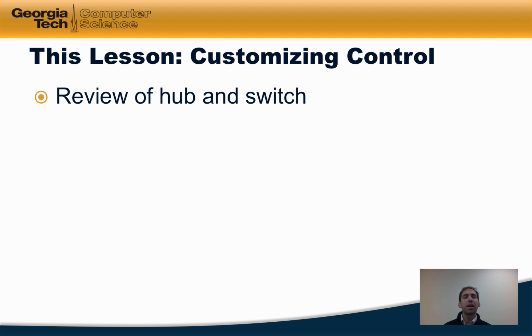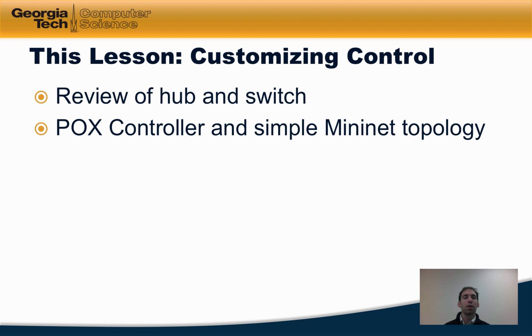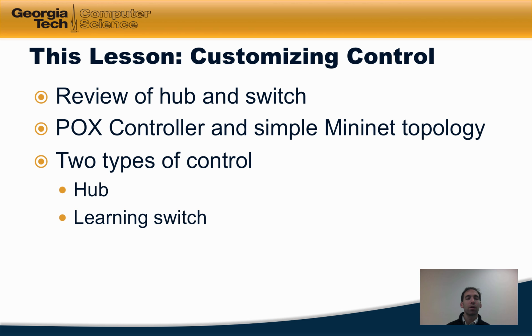We'll review the basic operation of a hub and a switch. Then we'll use MiniNet to set up a simple topology, and we will use the POX controller to control the behavior of the switch that we set up in that topology. We will then use the POX controller to implement two different types of control in the network topology. A hub, which simply forwards all traffic out all of the output ports, and a learning switch, which learns forwarding table entries based on the ports on which incoming packets arrive.